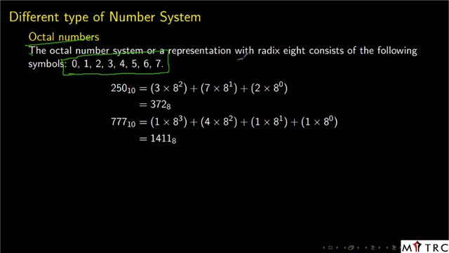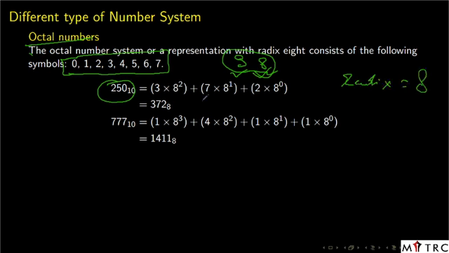So there will be no 9 and no 8 in the octal number system. Always remember, the decimal symbols are used, but there will be no 8 and no 9 in the octal number system. For example, 250. So basically the radix is equal to 8.